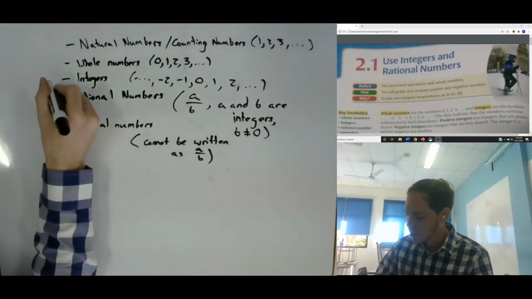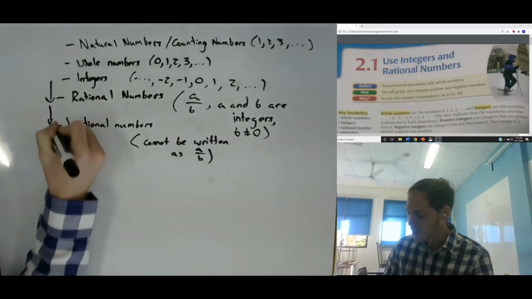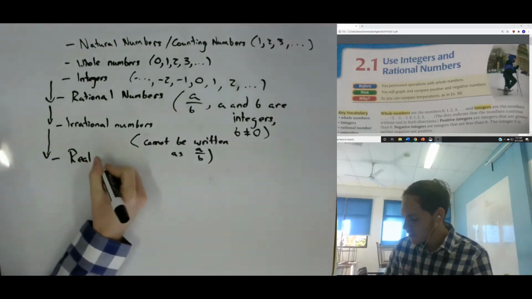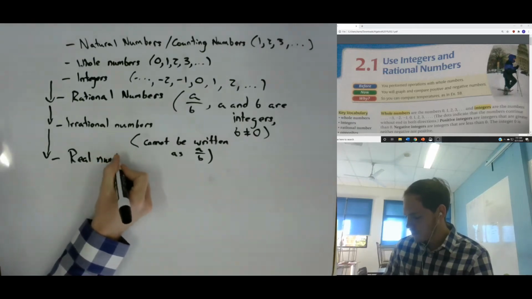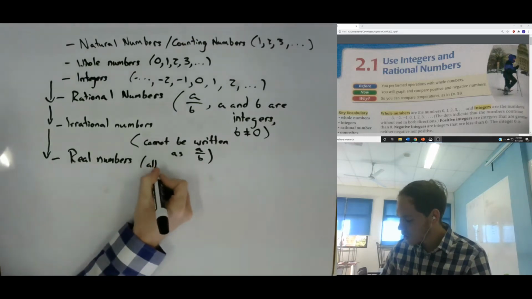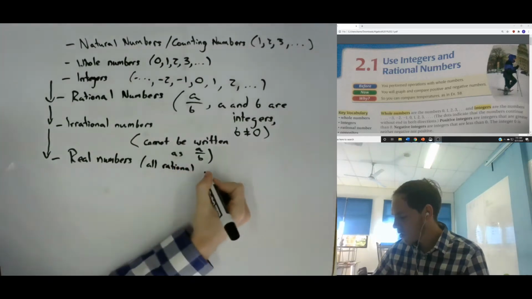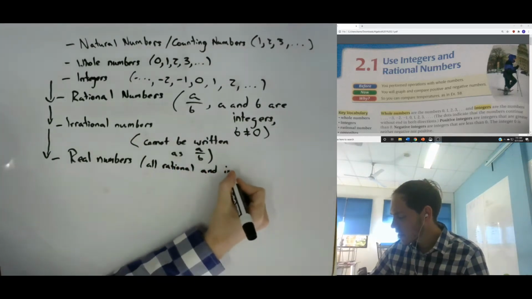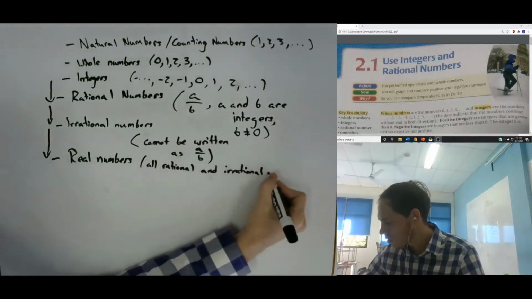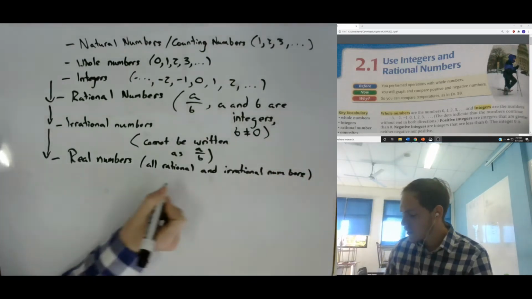Finally, this one grows in size, and then this one grows in size, which would imply that this one, real numbers, is going to be all rational and irrational numbers. Okay? So that's going to be real numbers, okay?